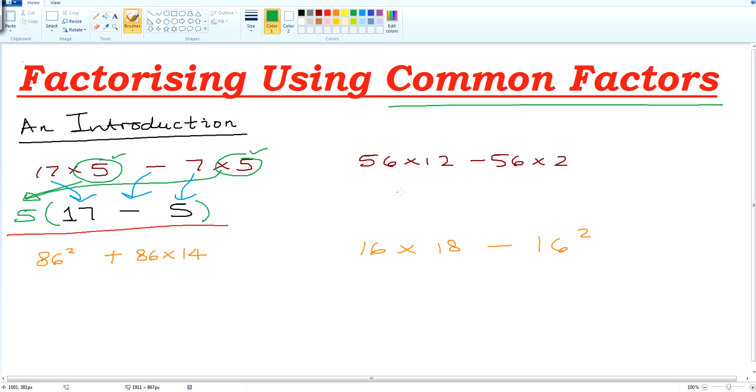What's common in both of these? Both calculations contain a 56. So we grab the 56 by the scruff of the neck, take it outside, write 56 over here, brackets, and then we copy down whatever we have left over. 12 gets copied down, not the times by, because the times by is already implied. The minus gets copied down, and whatever's left on this side gets copied down, 2. And that's the end of that question.